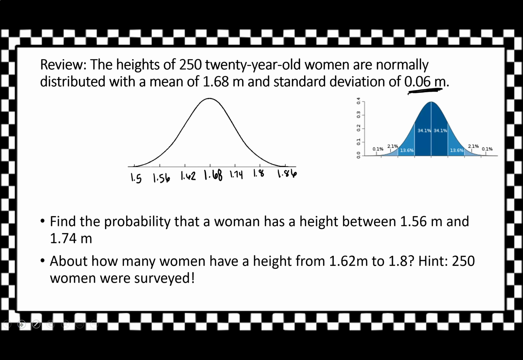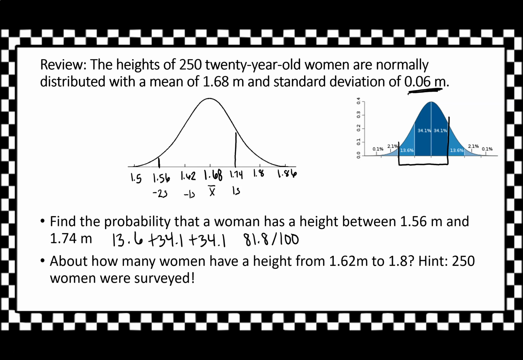Now find the probability that a woman has a height between 1.56 and 1.74. Well, where is that? That's happening from right here to right here. Here's my X bar. That's from 2 standard deviations to 1 standard deviation. So looking here, that is from here to here. I'm going to add up those percentages. So that gives me 13.6 plus 34.1 plus another 34.1 is an 81.8, and that's a percentage out of 100.